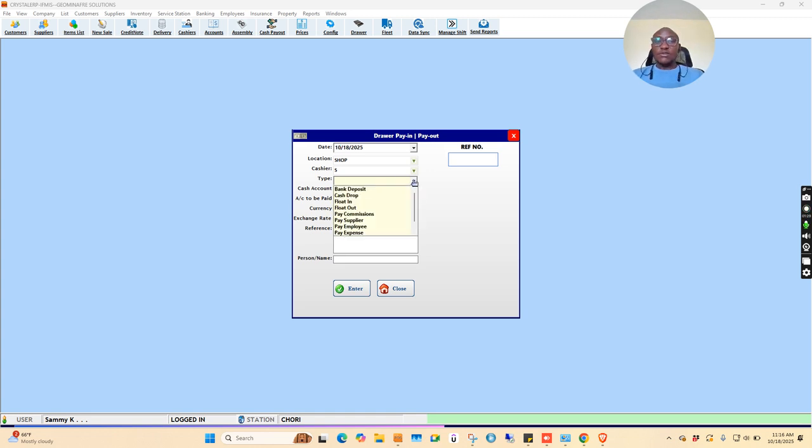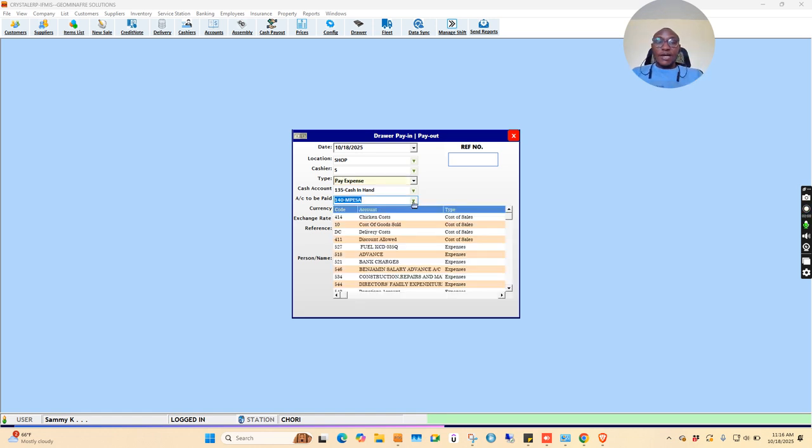In this case, I want to post an expense. You click on type here, then you go to pay expense. This is a cash account. Cash account is where the money is coming from. So assuming the money is coming from the cash drawer, you make sure that the cash account is selected as cash in hand, so that it deducts that money from that day's cash collection.